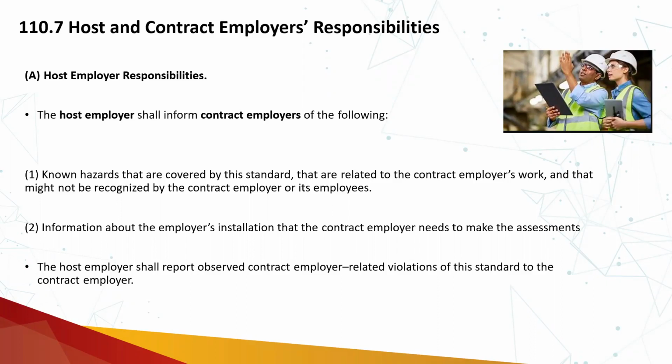So the host employer shall inform the contractor employers of the following: known hazards that are covered by this standard, that are related to the contract employer's work, and that might not be recognized by the contractor employer or its employees; and information about the employer's installation that the contract employers need to make an assessment. The host employer shall report observed contract employer related violations of this standard to the contract employer. So these are some of the responsibilities of the host employer, that there should be a documented meeting in which the host employer informs the contractor employer about the complete scope of work and the hazards involved in that particular work, in that particular environment, in the facility. Okay, so it should be documented.